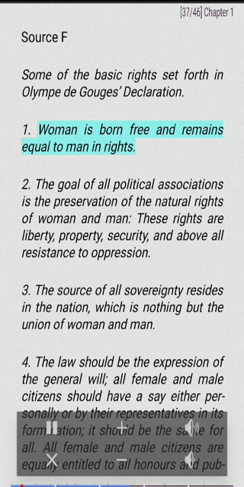Source F. Some of the basic rights set forth in Olympe de Gouges' Declaration. 1. Woman is born free and remains equal to man in rights.